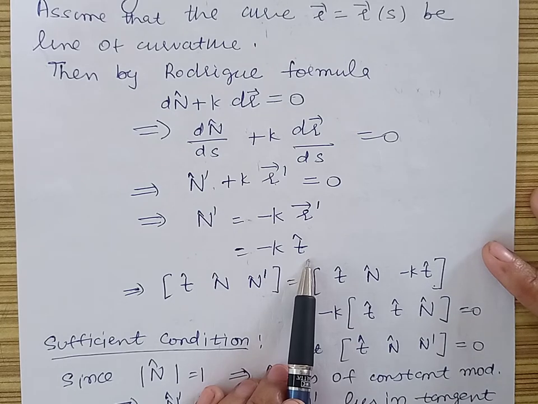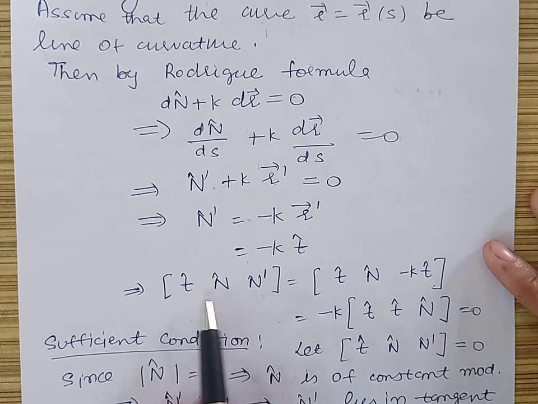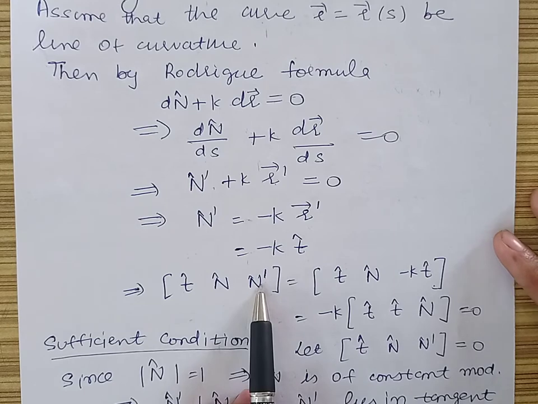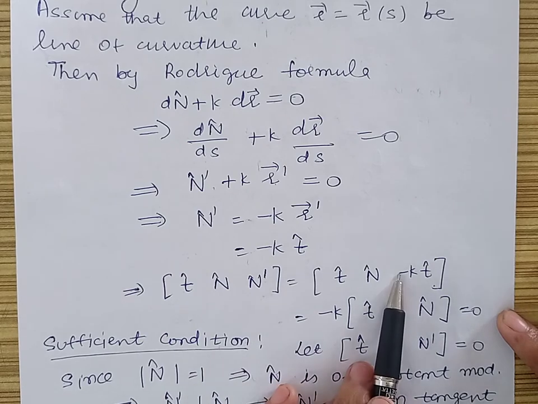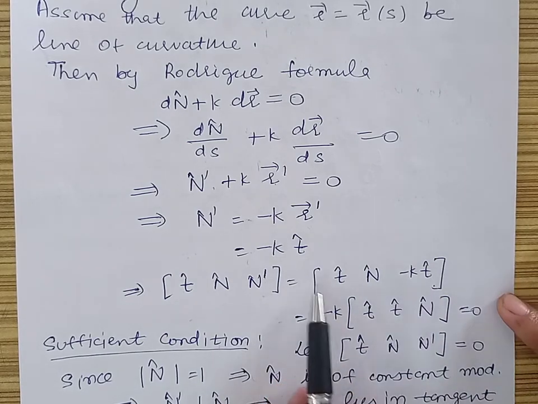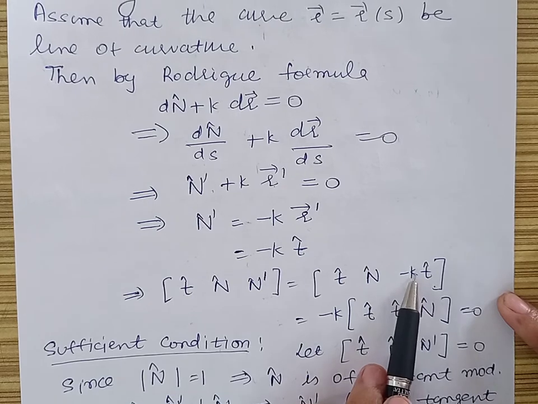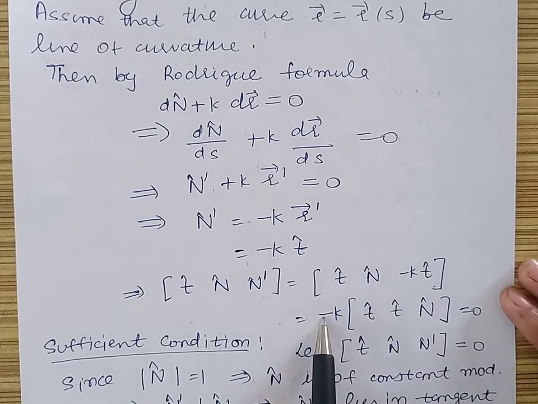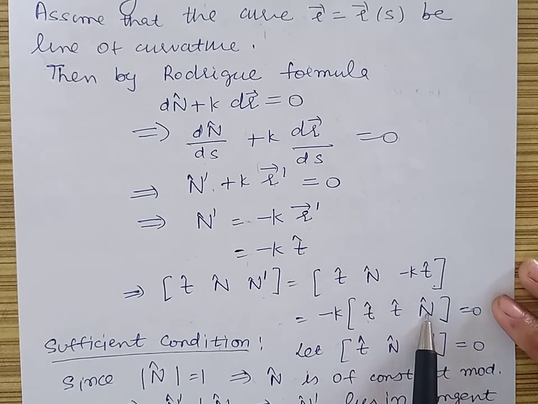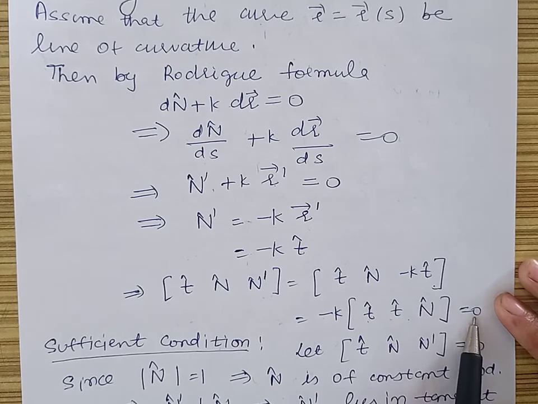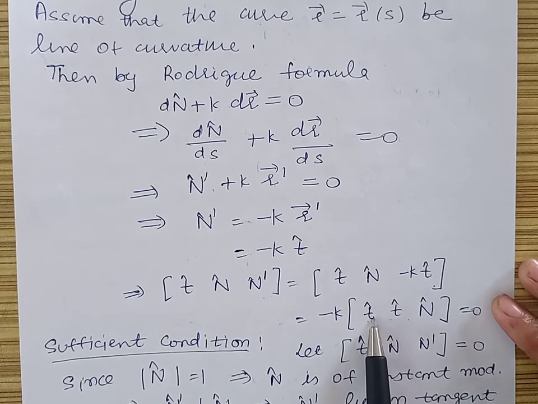Now we have to find the scalar triple product of the vectors t, n and n dash. Substituting the value of n dash, which is minus kappa into t cap, we can take the scalar kappa outside of the scalar triple product. Inside we have the scalar triple product of the vectors t, t and n. And in the scalar triple product, if two vectors are the same, then the scalar triple product becomes 0. So we have proved the necessary condition.